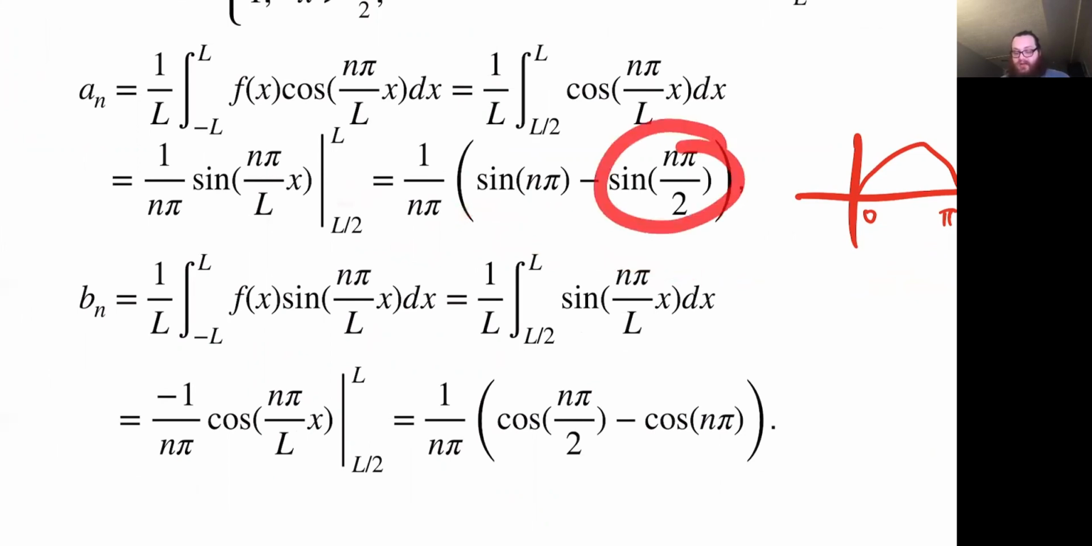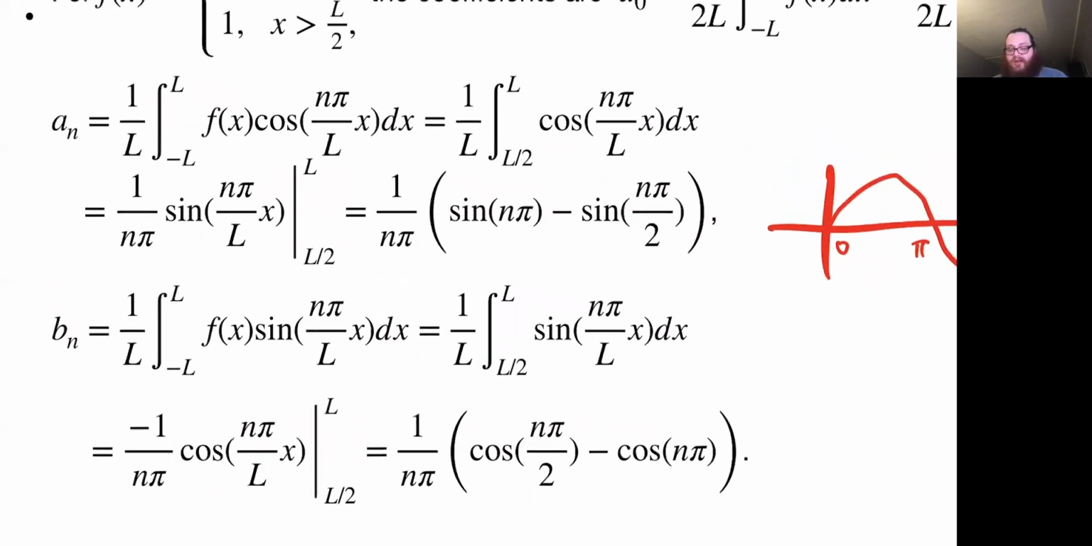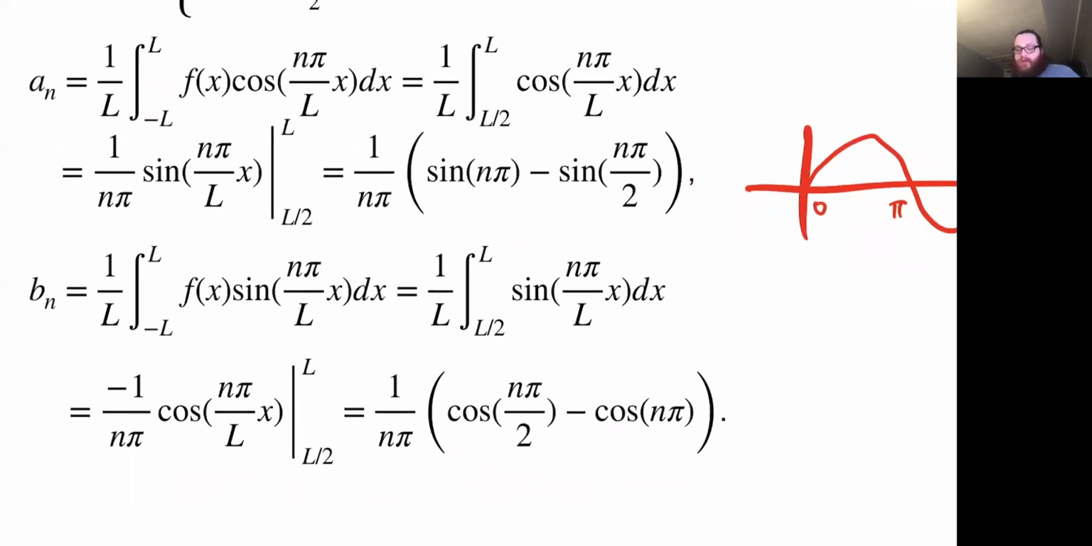You could simplify this further. Whenever n is even, n over 2 is going to be another integer. So for n even, this whole thing is 0. And so what that tells us is that a sub n is going to be 0 for even n. If you wanted to make that simplification, you can. For now, we won't. Okay, so those are the coefficients for the cosine pieces.